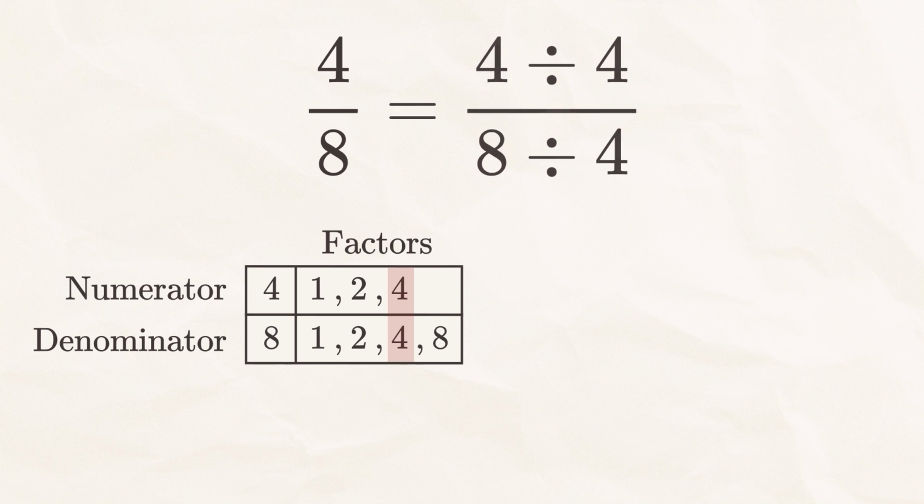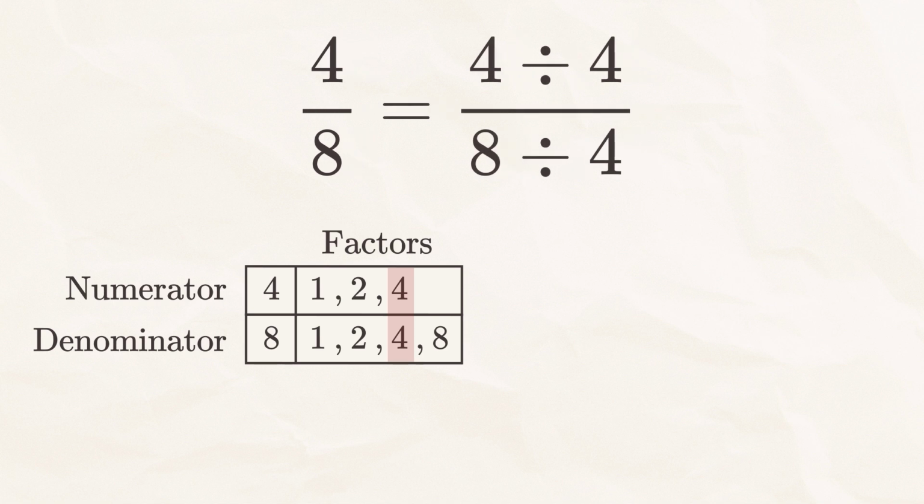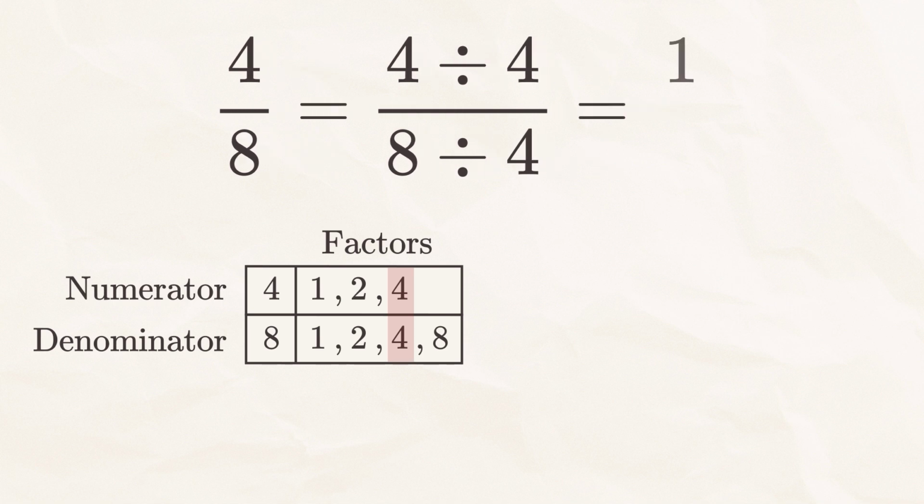Now we divide the numerator and the denominator by 4. Remember, if we do the same operation to both the top and the bottom of the fraction, the amount represented by the fraction remains the same. 4 divided by 4 is 1. That's our numerator. 8 divided by 4 is 2. That's our denominator. This shows that 4/8 is the same as 1/2.